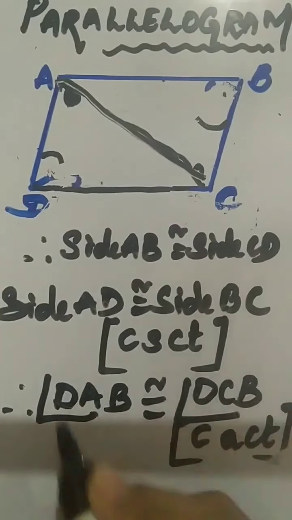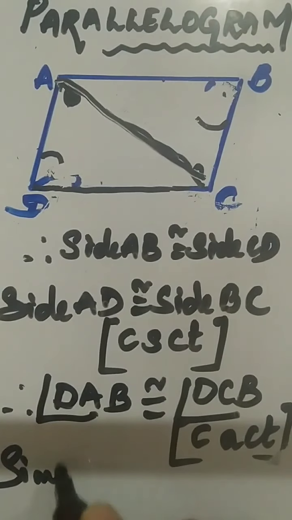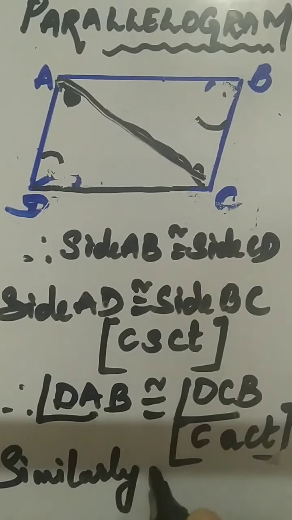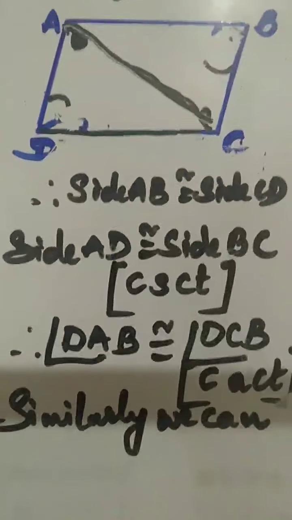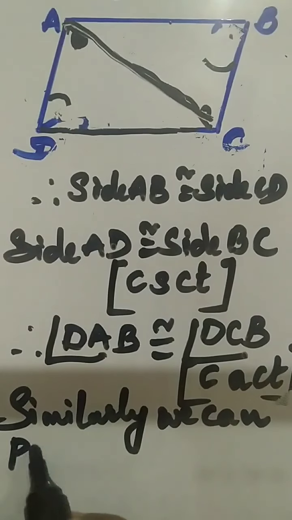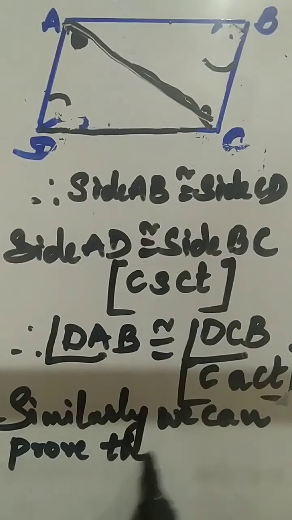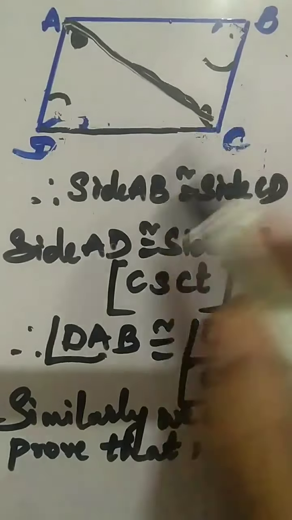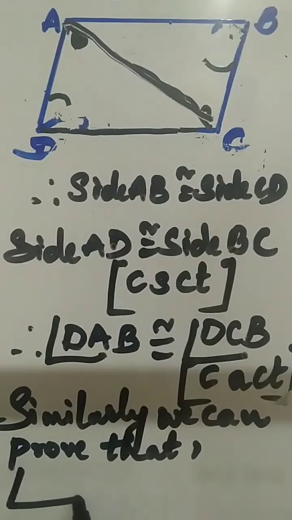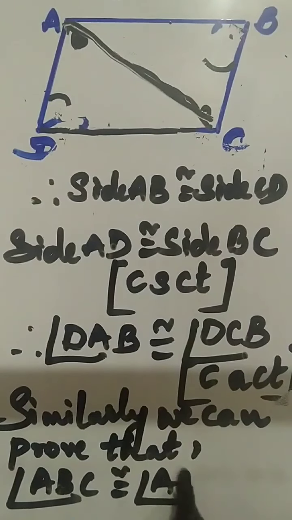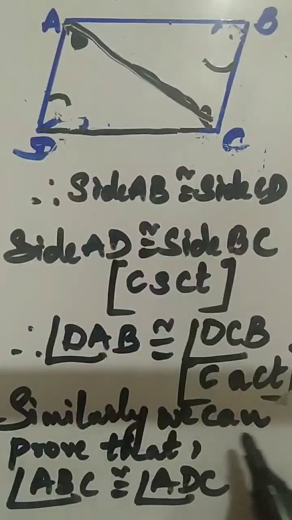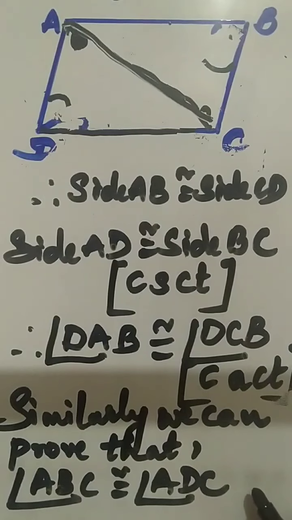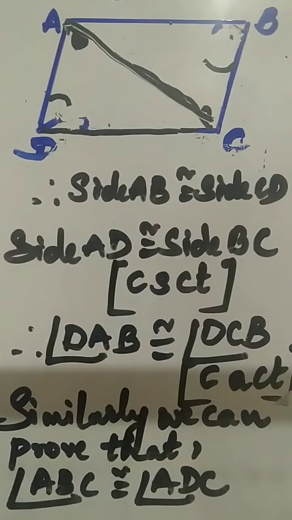Since the same process is followed, you need not do the whole thing again. You can write, similarly, we can prove that the next pair of angles are also congruent: angle ABC congruent to angle ADC. So I hope you understood the proof.